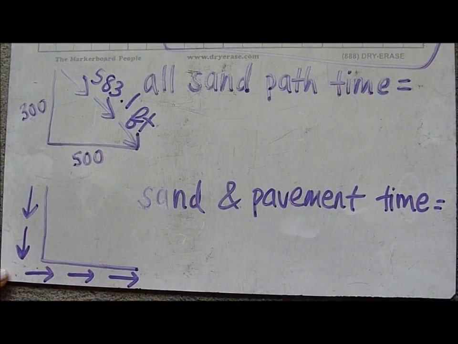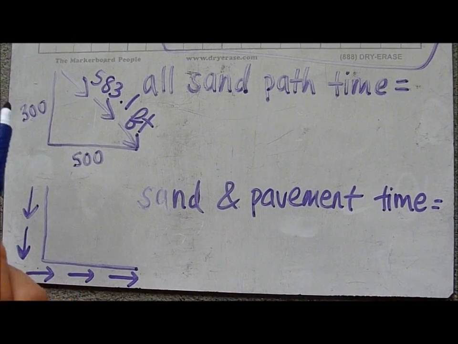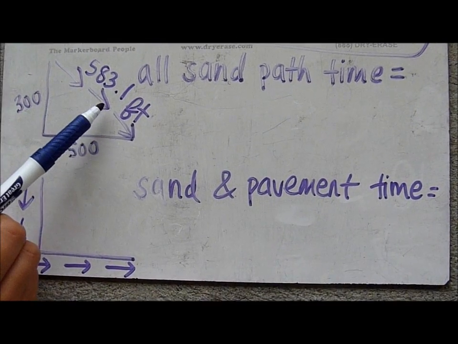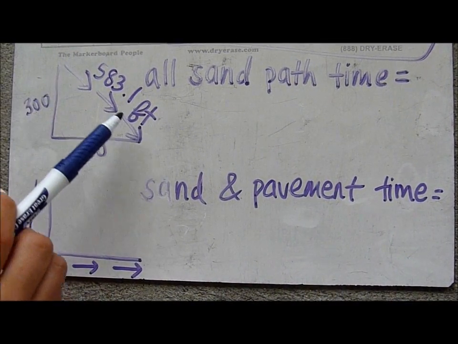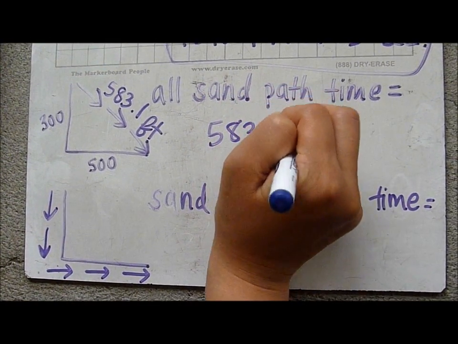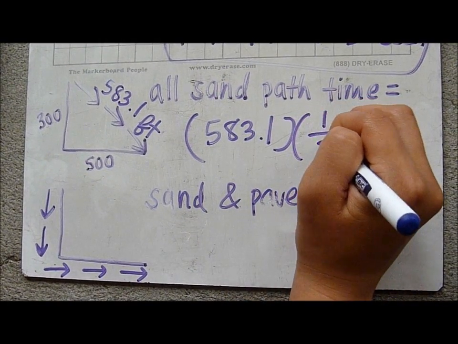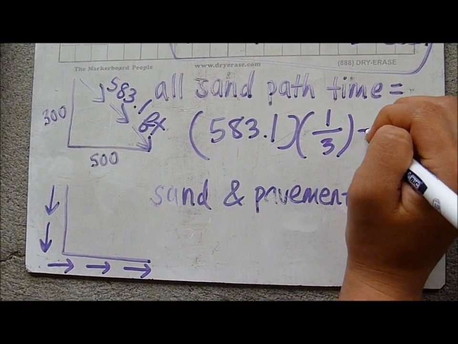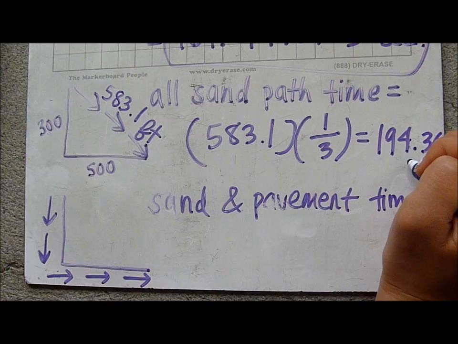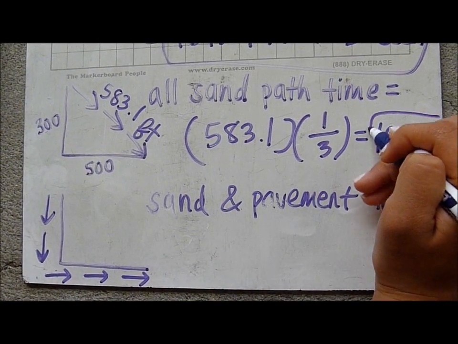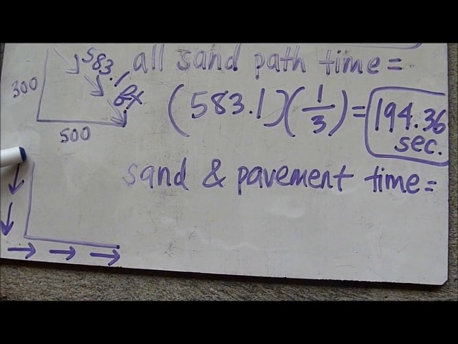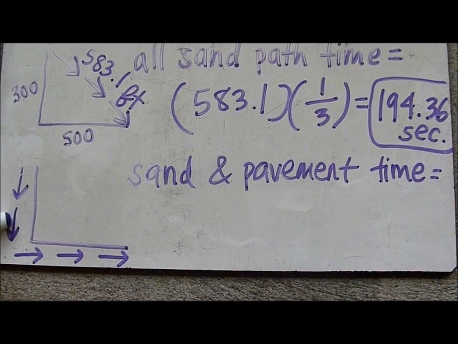Now we must check our endpoints to make sure we're going the most time-efficient route. So by the Pythagorean theorem, we can find that this distance is 583.1 feet. And because the speed on the sand was 3 feet per second, we divide 583.1 by 3. And we get 194.36 seconds.